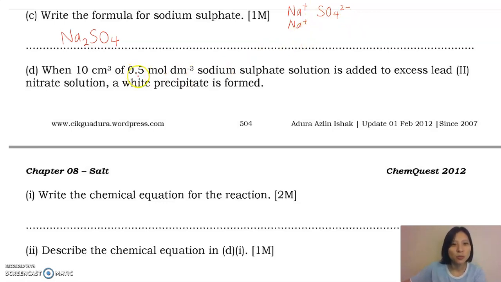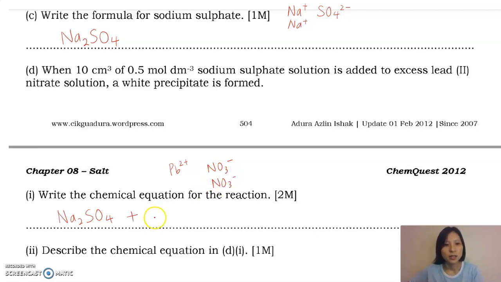When 10 cm³ of 0.5 mol/dm³ sodium sulfate solution is added to excess lead 2 nitrate solution, a white precipitate is formed. Let's write the equation. Okay, sodium sulfate, so we have already written that. Sodium sulfate is added to lead 2 nitrate. Lead 2 is Pb2+ ion. Nitrate is NO3-. So that is Pb(NO3)2.